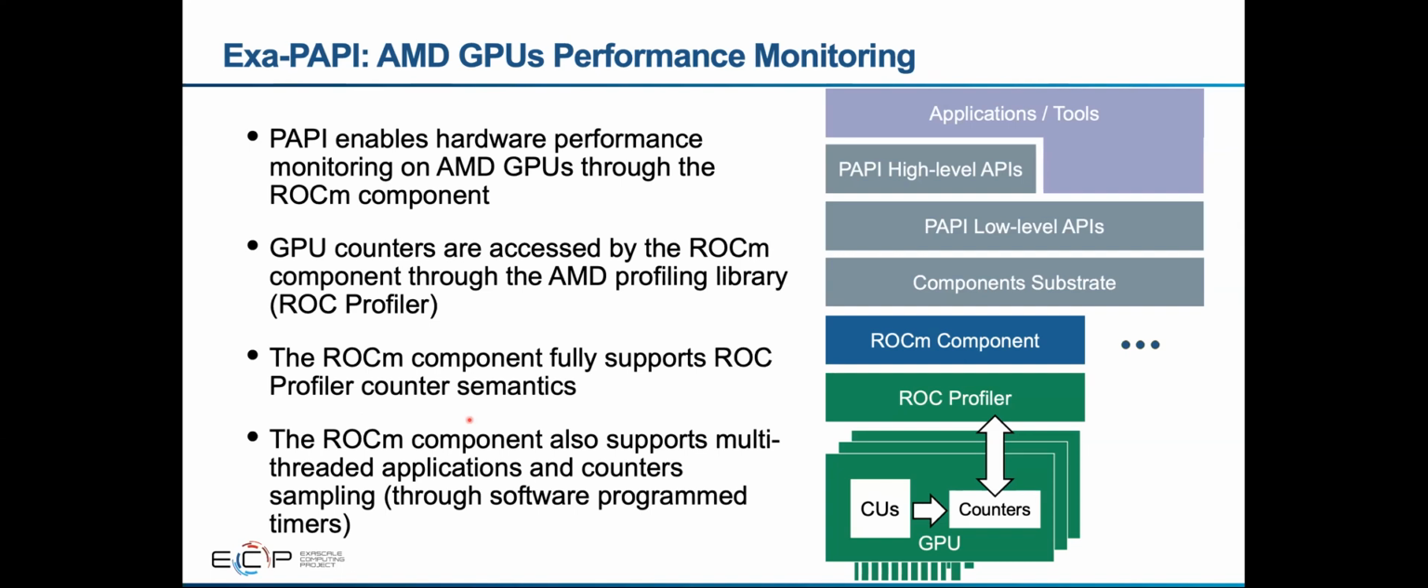So in terms of AMD GPU support, PAPI enables performance monitoring on ROCm-enabled devices through the ROCm component. Hardware counters are accessed by the component through the ROC Profiler library provided by AMD. And we now have a newly rewritten ROCm component that will be in the next release of PAPI that supports full ROC Profiler counter semantics.